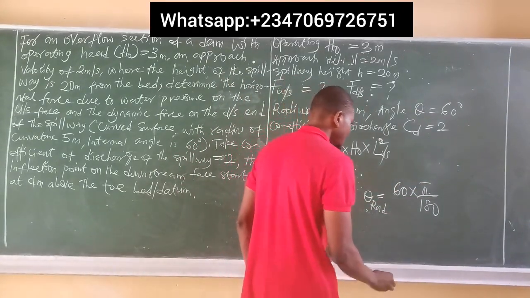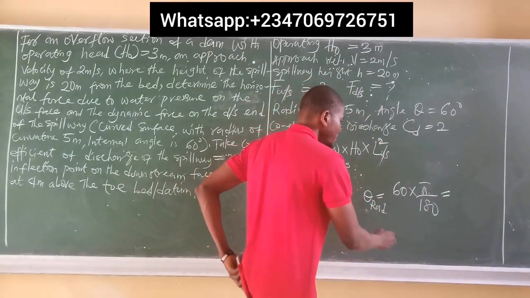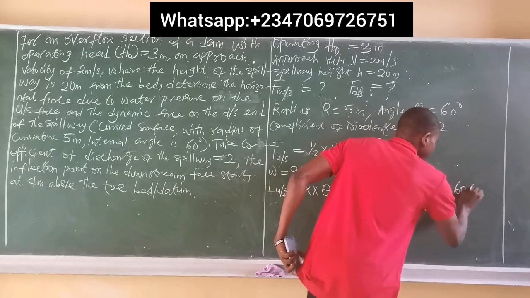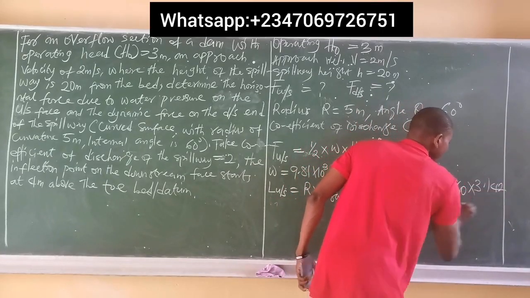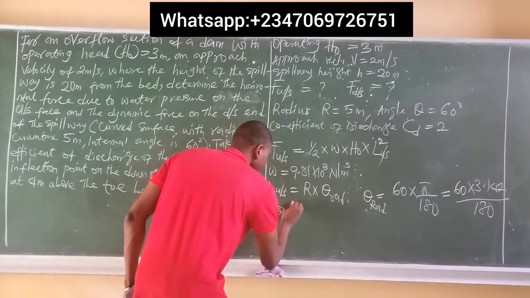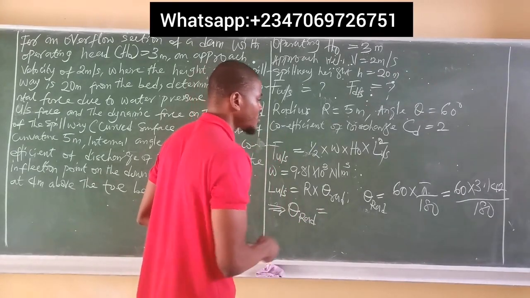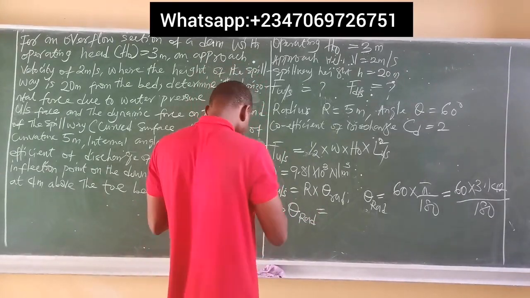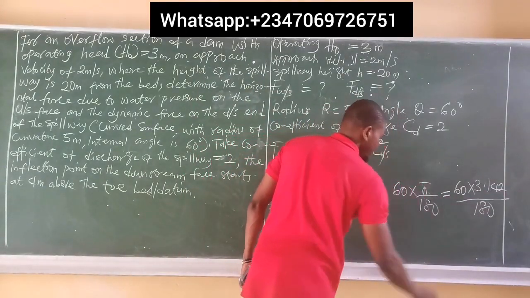So this simply means that if I convert this to radians, we're going to multiply 60 by pi, which is 3.142, all over 180. So this will give us the value of the angle in radians, theta in radian. Let's multiply that value all through: 60 multiplied by 3.142 divided by 180.